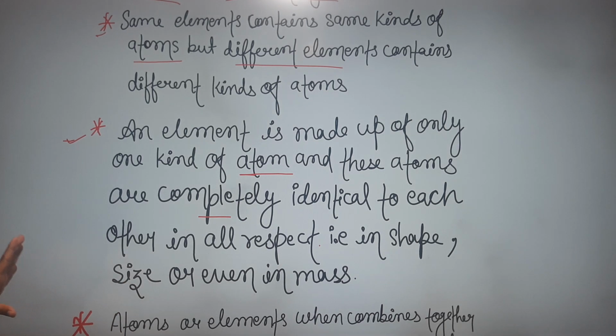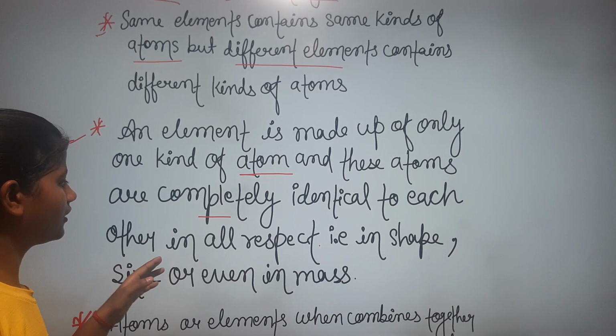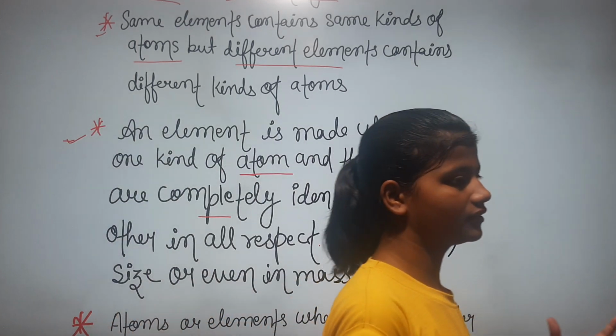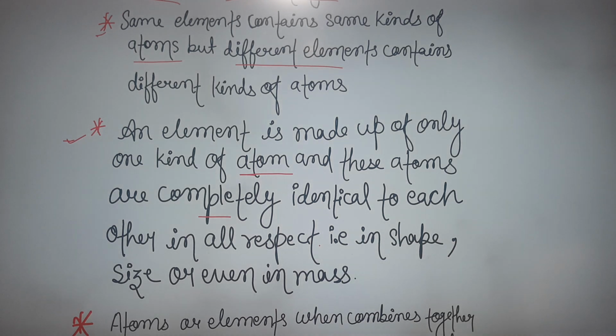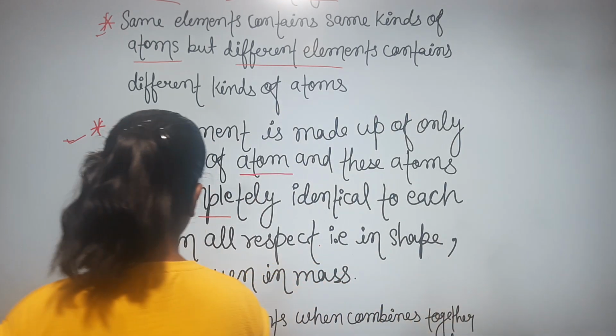It means all elements are made up of the same kind of atom, and these atoms are completely identical to each other in all respects. That is, they are identical to each other in shape, size, or even in mass also.